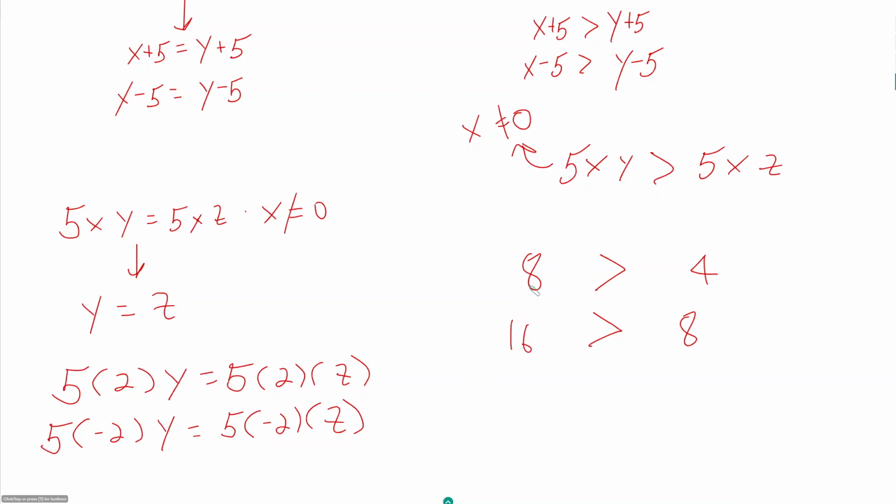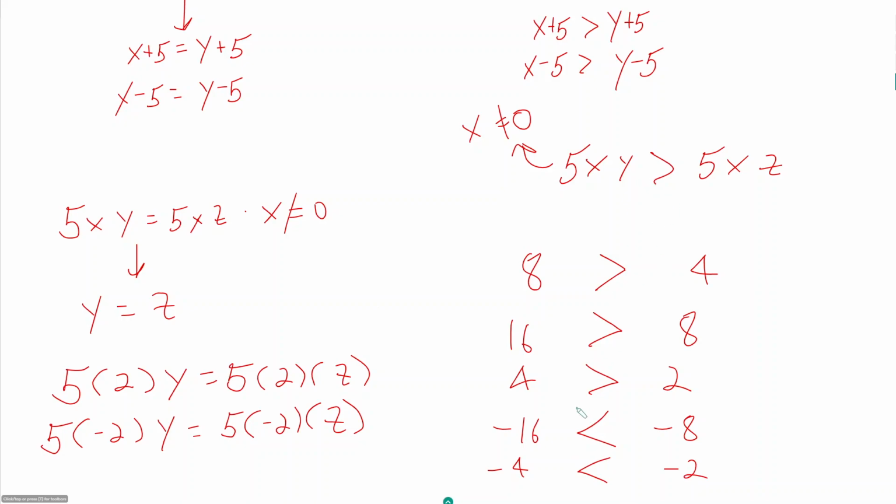If I divide each side by 2, I get 4 and 2, and 4 is greater than 2. So this looks good so far. It looks like I can multiply or divide by anything as long as it's not 0. What about, though, if I multiply by negative 2? Then I get negative 16 here, negative 8 here, and negative 8 is, in fact, greater than negative 16. And if I divide by negative 2, I would get negative 4 here, and negative 2 here, and negative 2 is greater than negative 4.